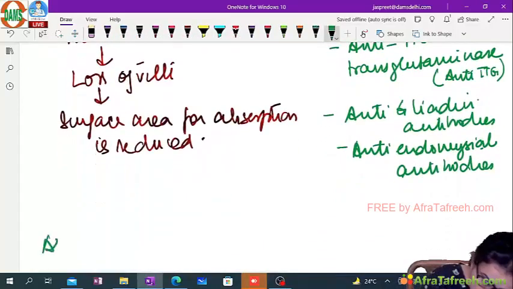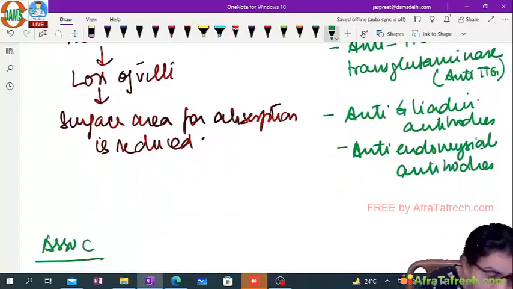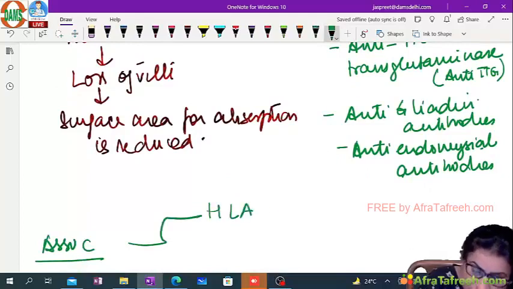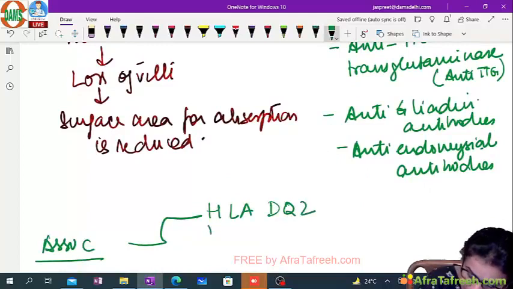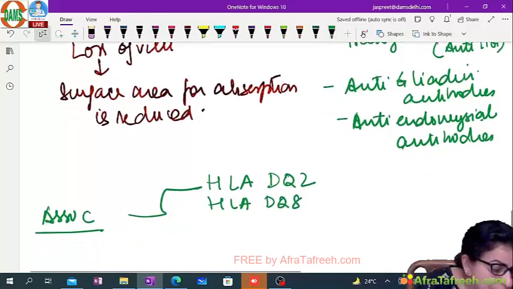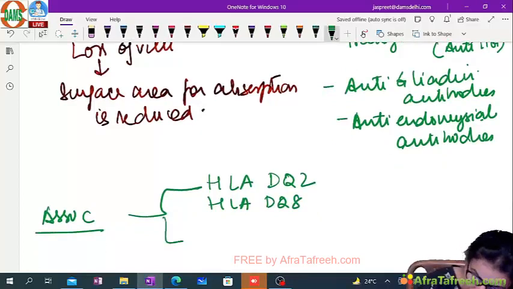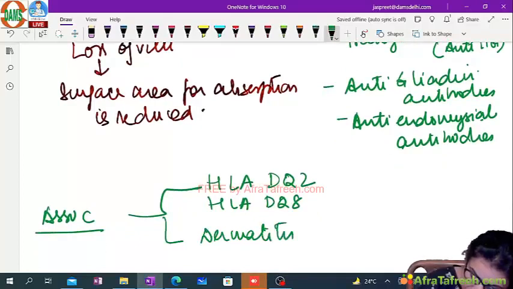Now, associations of celiac disease. Number one, we have already seen celiac disease is associated with HLA-DQ2 and HLA-DQ8. Number two, another association is dermatitis herpetiformis.